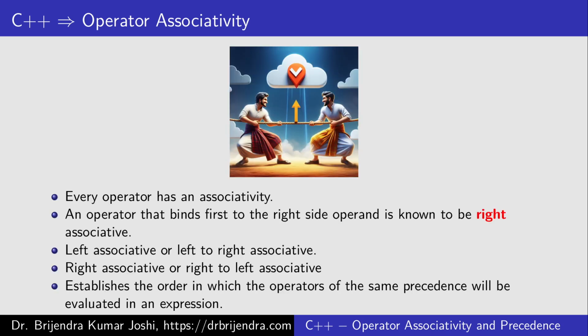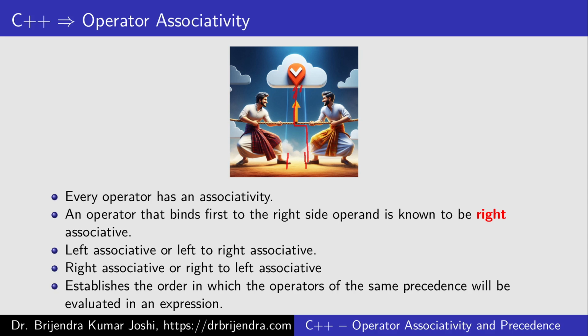Now we can understand operator associativity like a tug of war. You must have seen this or played it also. Here on both sides we have two persons or two teams, and there is a mark which the teams have to pull towards themselves. Here we have two marks, and any team or person who pulls the mark towards their end is supposed to have won the tug of war.